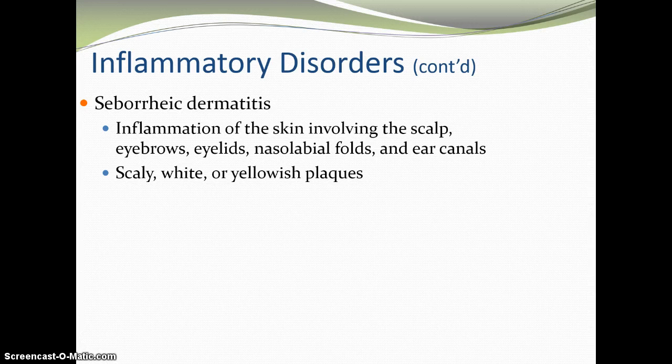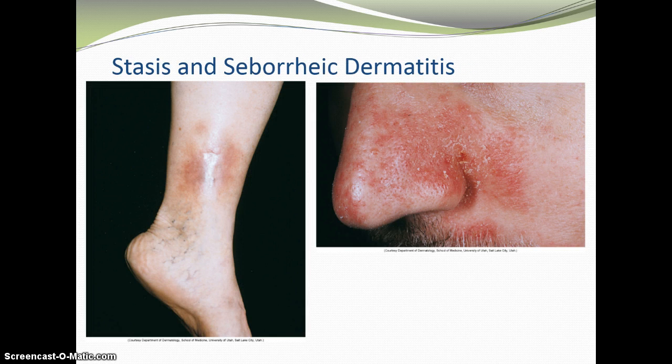Seborrheic dermatitis is pretty much kind of like, I would call it dandruff almost. My husband has this around his nasolabial folds as well as his eyebrows, and so usually it's just scaly white or yellowish plaques that can develop into becoming flaky. Very hard to see on the nares in this picture, but right in the folds is some white flaky skin, and that is the area we're talking about.